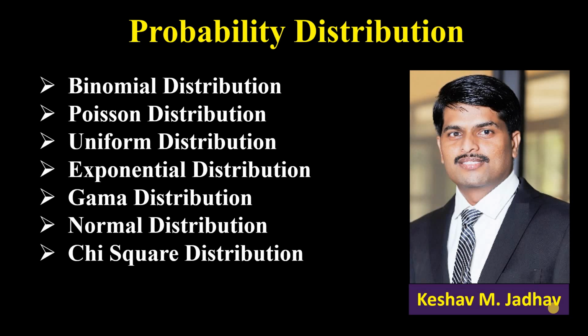Hello everyone. In this video, we will see probability distribution. There are different types of probability distribution: binomial distribution, Poisson distribution, uniform distribution, exponential distribution, gamma distribution, normal distribution, and chi-square distribution. Out of these, in this video, we will see the binomial distribution.